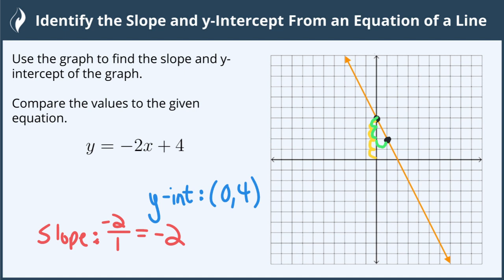Take a look at our equation. -2 is the number directly in front of the x, so this makes sense. -2 was the slope. And 4 is the number after the x, because our y-intercept is (0, 4). So we can confirm that not only is the slope -2 and the y-intercept (0, 4), but the equation of this line is y equals -2x plus 4.